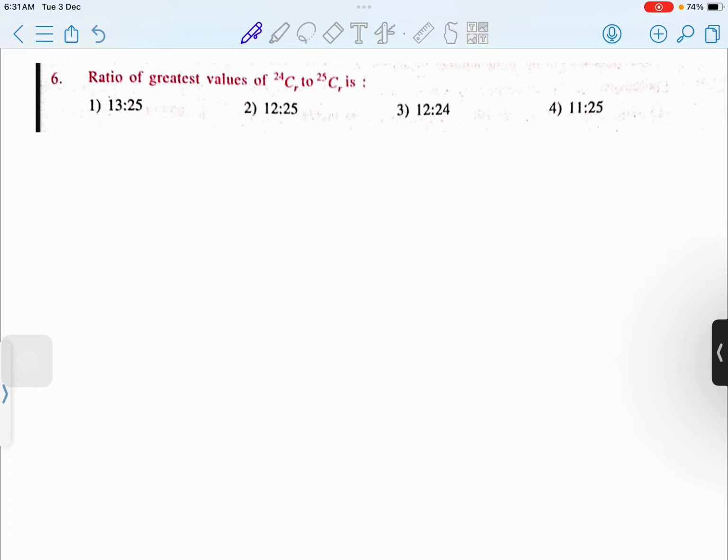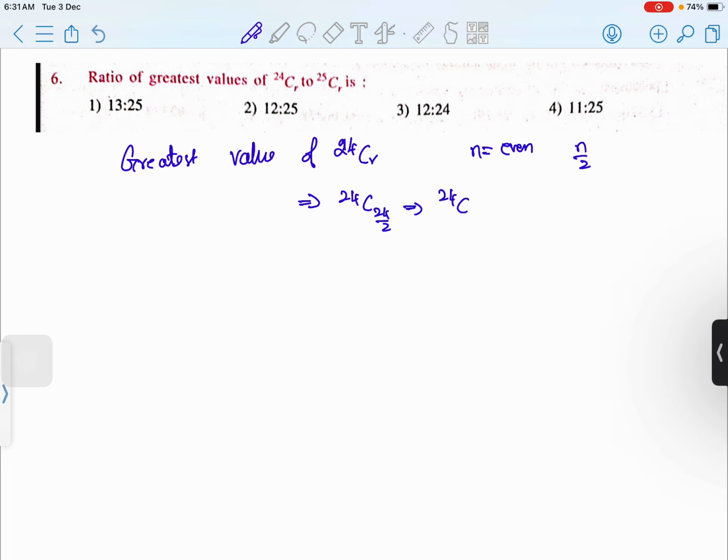6. Find the ratio of the greatest values of 12CR. Greatest value of 24CR. 24 is an even number, so the greatest value will occur at n by 2. So the greatest value is nothing but 24C(24 by 2), 24C12 will give you the greatest value.